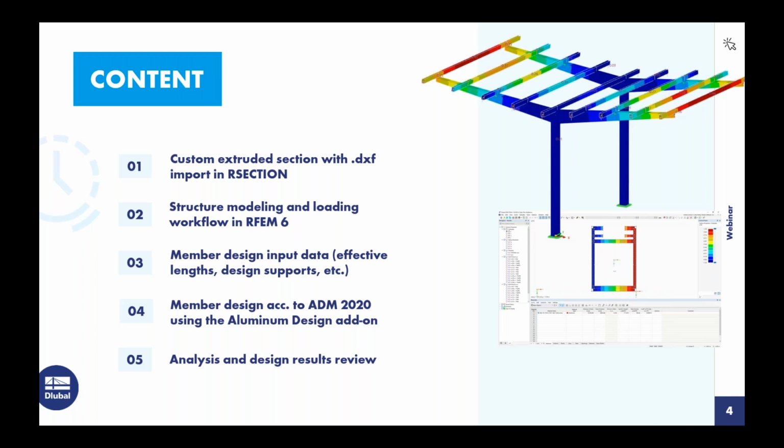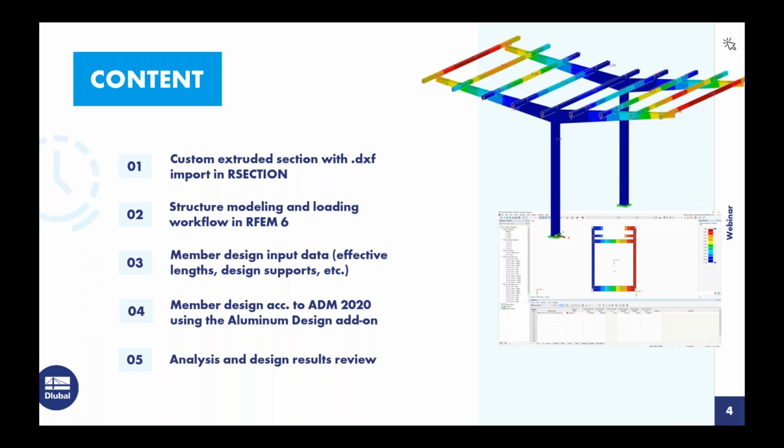So once we're in RFEM, we'll take a look at the structural modeling and loading workflow. We also want to define the member design input data. So this is going to be specific to the aluminum design, and specifically I'm talking about topics like effective lengths or unbraced lengths. We'll utilize design supports for deflection calculations.